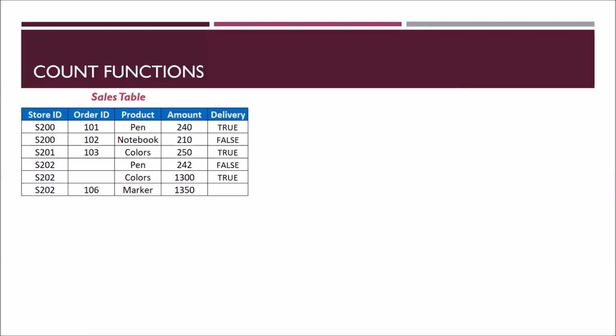Imagine you are working as an analyst in some company and you query your database and you get the following table. This table has 5 different columns: store ID, order ID, product, amount, and finally the delivery. The first 3 columns have the data type of text, amount is in numbers, and delivery column has Boolean data type. When you got this table as output from a database, it had some blank values. So if you look at column order ID, it has 2 blank values over here. And my column delivery also has one missing value, which is over here.